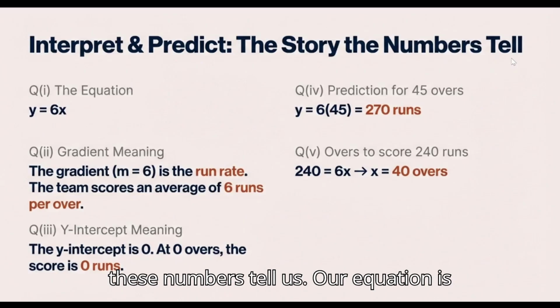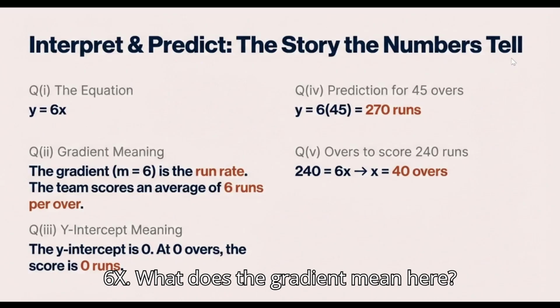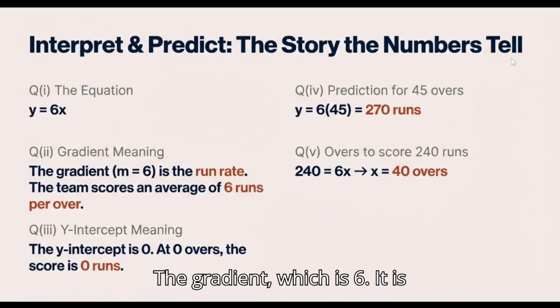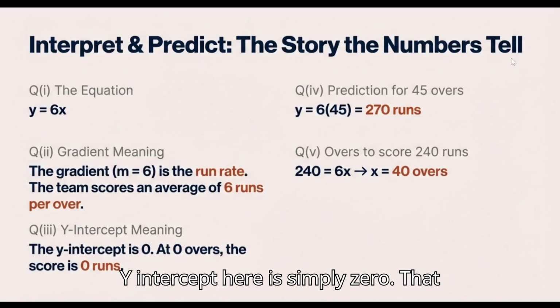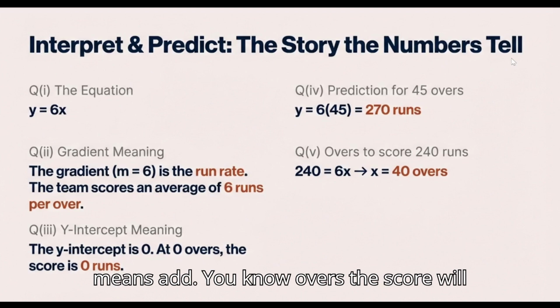Interpret and predict: the story that these numbers tell us. Our equation is y equals 6x. What does the gradient mean here? The gradient, which is 6, is the run rate. The team scores an average of 6 runs per over. The y-intercept here is simply 0. That means at 0 overs, the score will be 0 runs.